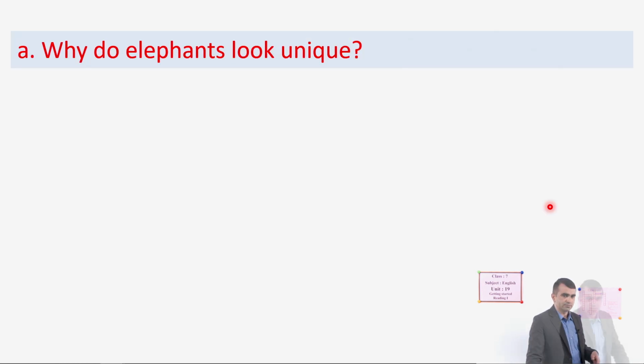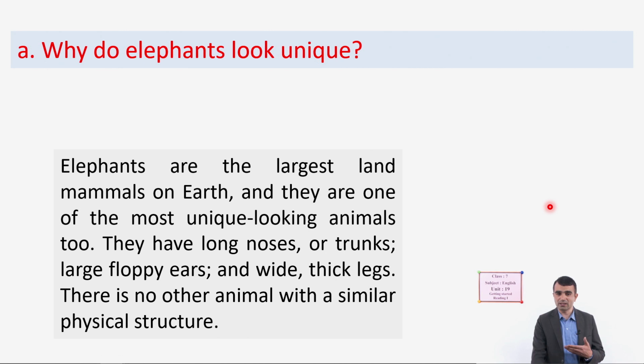Okay, now let's start with the first questions here. Why do elephants look unique? Why are they unique? Can you find it in the book? Quickly, okay? They are unique. Why? You can find it in the first paragraph, somewhere in the first paragraph. Where is it?